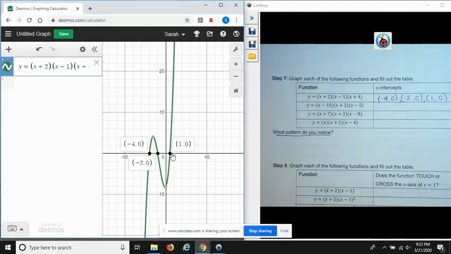And then in step 8, it says graph each of the following functions and fill out the table. So you're doing the exact same thing again. And then it says, does the function touch or cross at the x-axis?